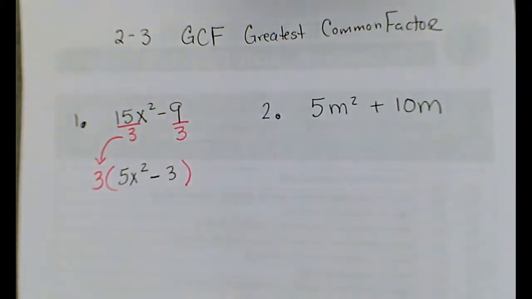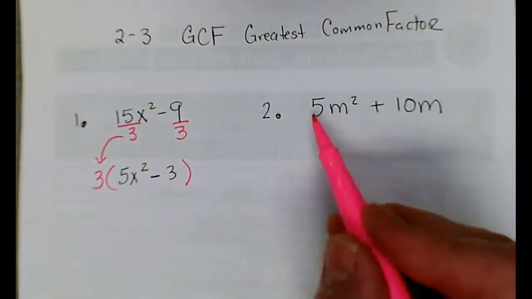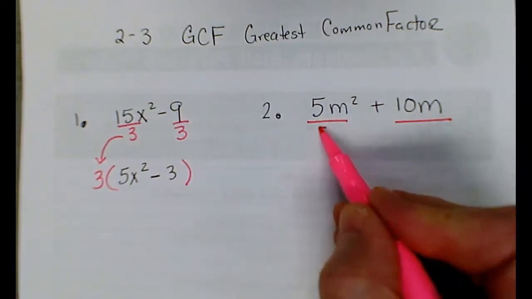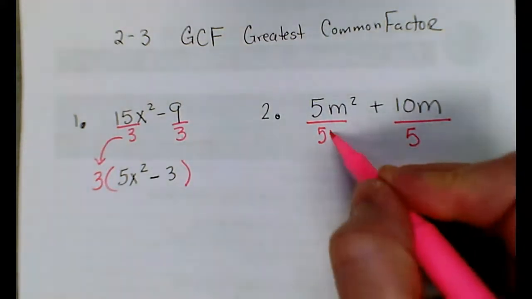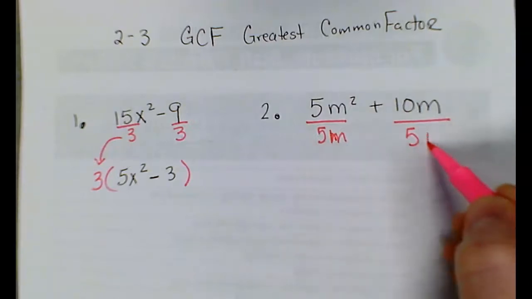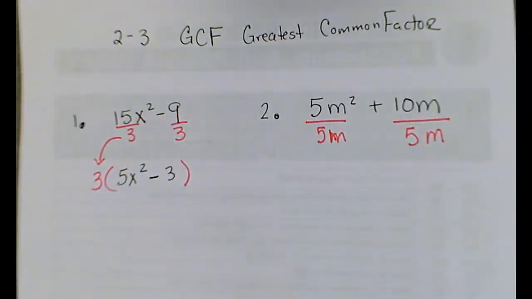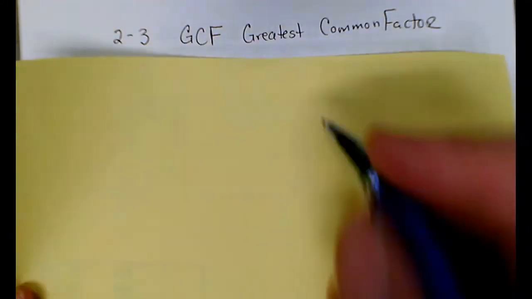5 and 10. What's the biggest number that divides both 5 and 10? Now, do you see that they both have the same variable? They have a common factor that's a variable. This one has an m, and this one has an m. And so I'm going to factor out an m. Now, we haven't had our unit on exponents yet, so I don't know if you know how to factor exponents or what to do with that.